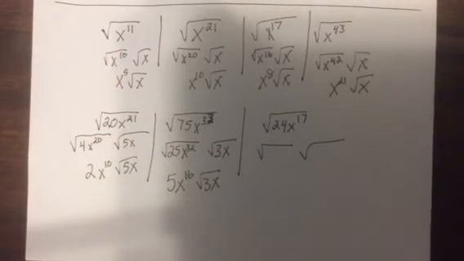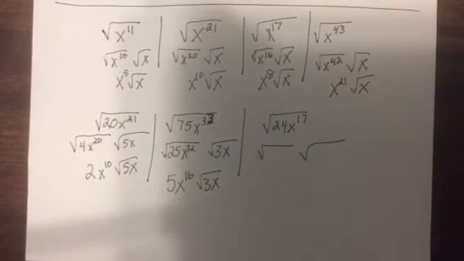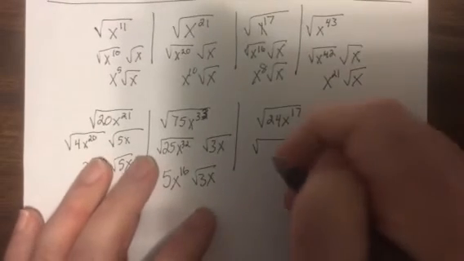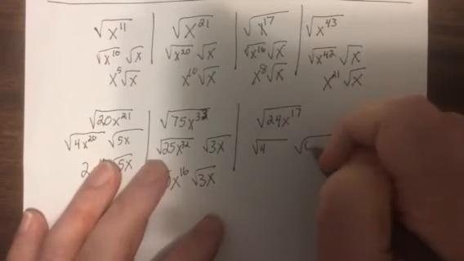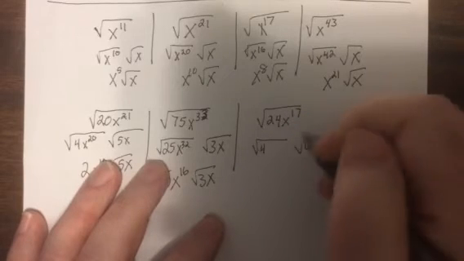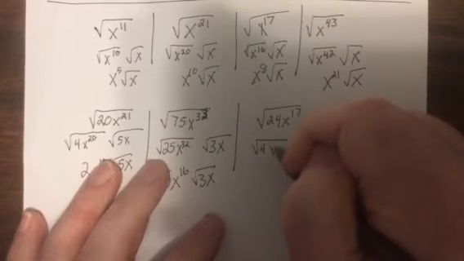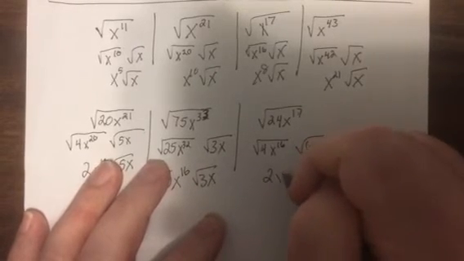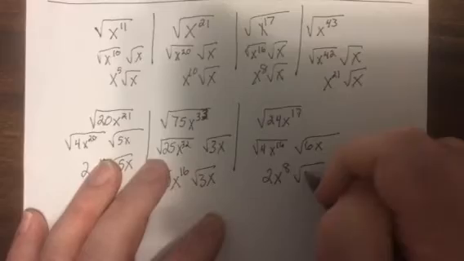Go ahead and try that one by yourself right now. So that would be 4 and 6, because 4 times 6 is 24, and 4 is a perfect square, 2 times 2. Odd powers, so break off 1. So it'd be 2x to the 8th, square root of 6x.